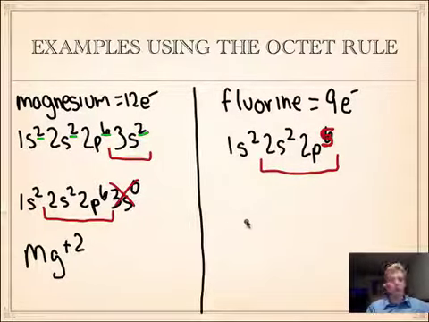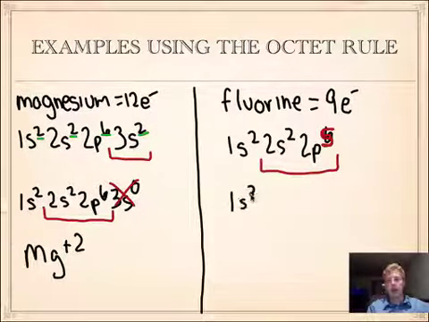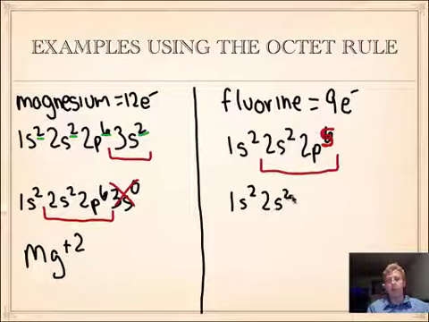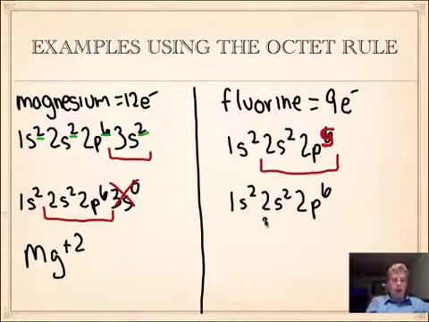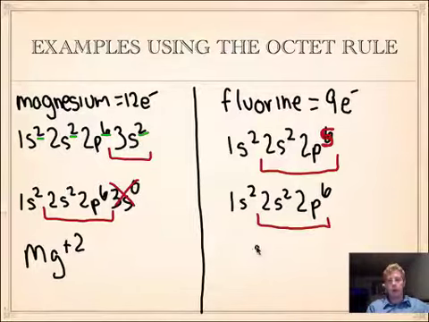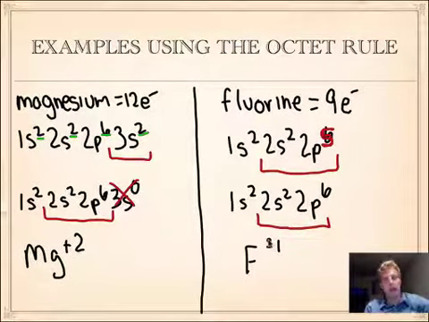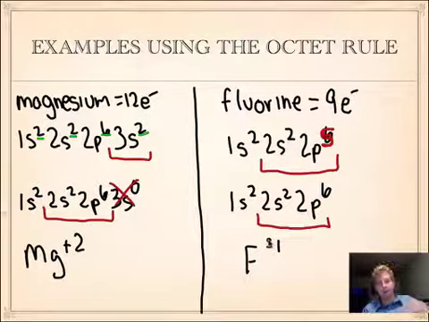And so what fluorine's going to do is it's going to try and gain one more electron, so that it becomes 1s2, 2s2, 2p6 now. And now when we look at it, in my valence electron shell, I have 8 valence electrons. So fluorine, when we write out its charge, is going to be that of a -1. It's gained 1 electron, and so it has 1 more electron than protons now.